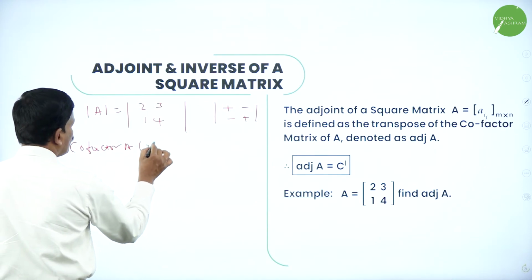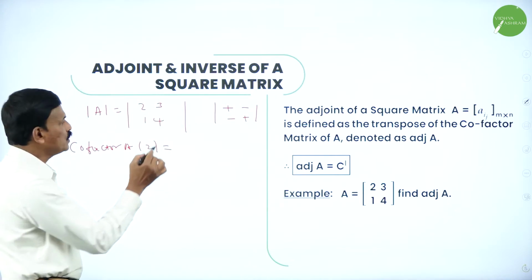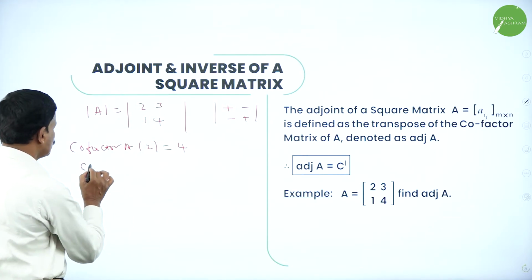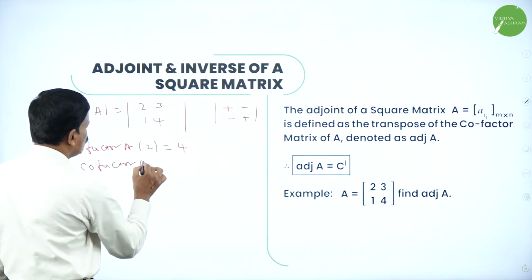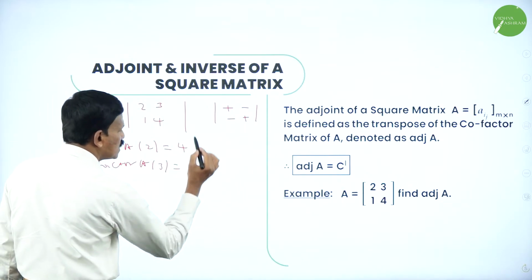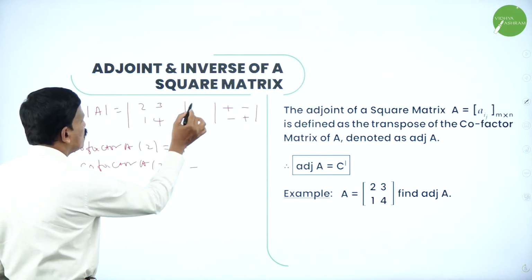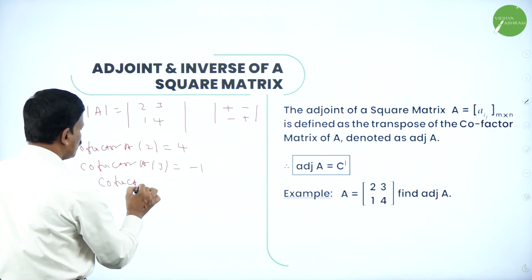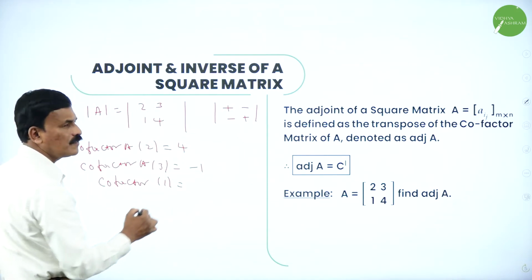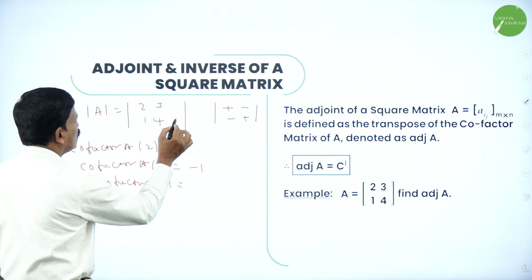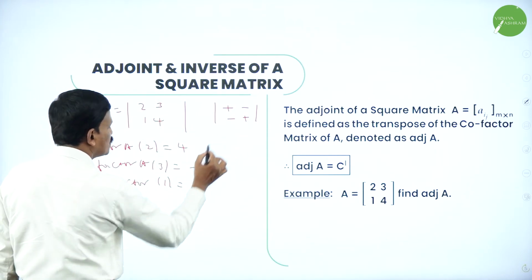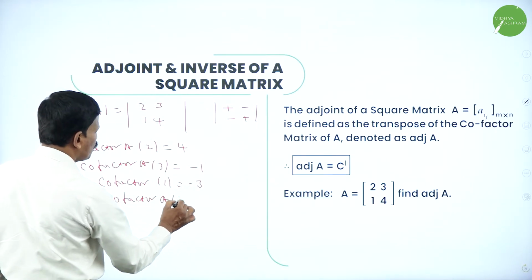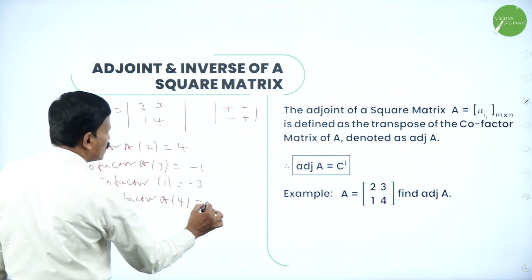Cofactor of the first element 2: delete the row and column containing 2. What is left over is 4. Next, come to the second element, cofactor of 3. What is the sign? It is negative, minus. Delete the row and column containing 3. What is left over is 1. Next, the cofactor of the first element of row 2: delete its row and column, what is left over is 3, and the sign is minus. Similarly, for the last element, the cofactor of 4, delete its row and column and you will get 2.